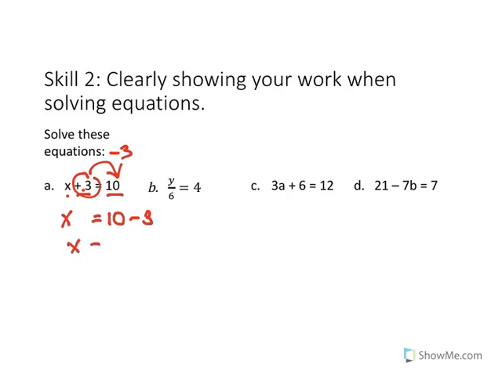Then just shrink it down. 10 minus 3 is 7. And there we go. And we're done. And you know what? We can check it. 7 plus 3 makes 10. Is that correct? Check. Yes, it is correct.